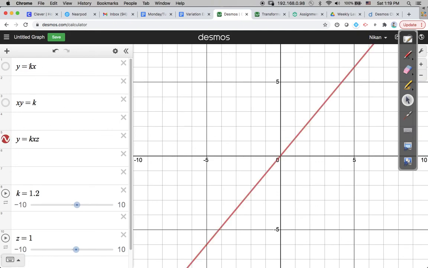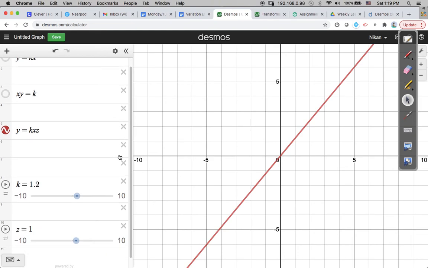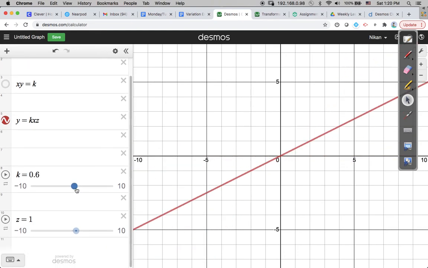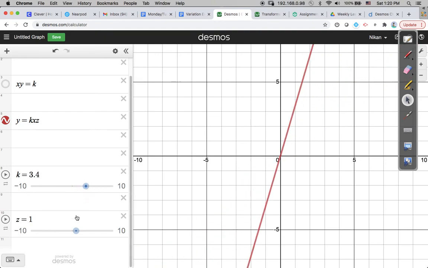Just like the direct variation relationship, except now I've got another value that I can control. Not only can I control it with k, the rate at which things are changing, I can also change it with z. Because remember, y is now codependent. It depends not only on the value of x, but also on the value of z with respect to whatever k is. So if k is 4 and z is 2, for instance, right?